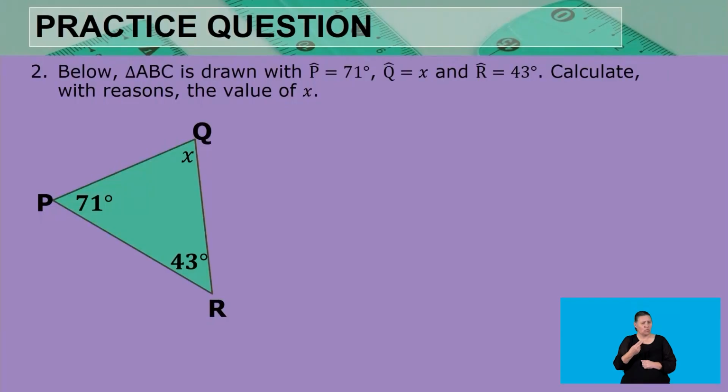Now, the next question says, below, triangle ABC is drawn with angle P equal to 71 degrees, angle Q equal to X, and angle R equal to 43 degrees. Calculate with reasons the value of X. Now let's look at where X is. We can see that X is an interior angle of a triangle, and in that same triangle, we have been given two angles, which are 71 degrees for angle P and 43 degrees for angle R. Now what do we know about the interior angles of a triangle? Because all of these are interior angles of this triangle.